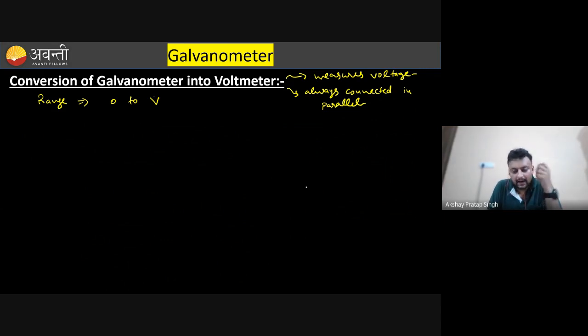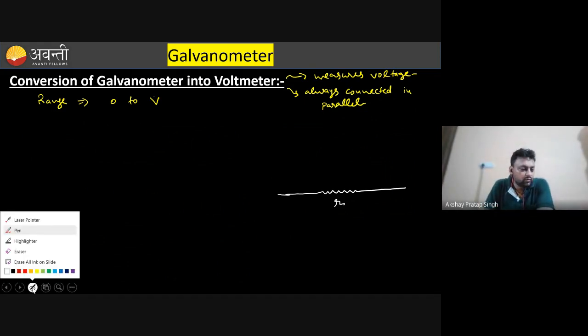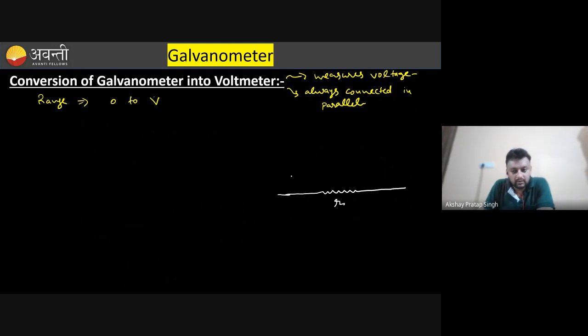Now, let's suppose you have some part of a circuit like this. This is the part of the circuit with resistance R. In this resistor, you want to measure the potential difference. You want to measure the potential across this resistor. So first thing that you can do is you will connect a galvanometer parallel to it, because voltage measuring devices are connected in parallel.